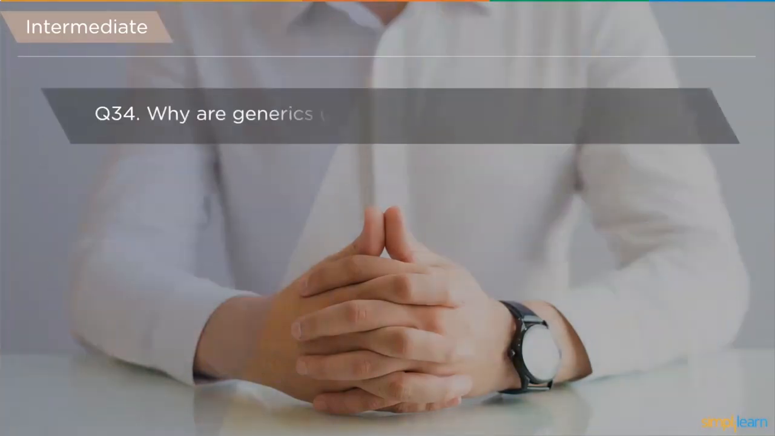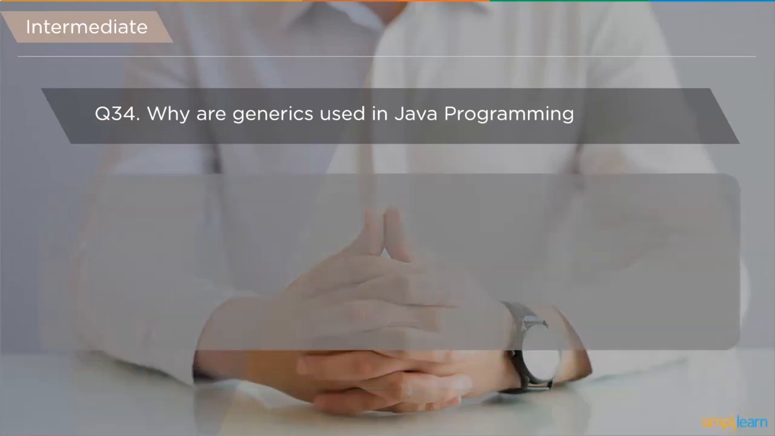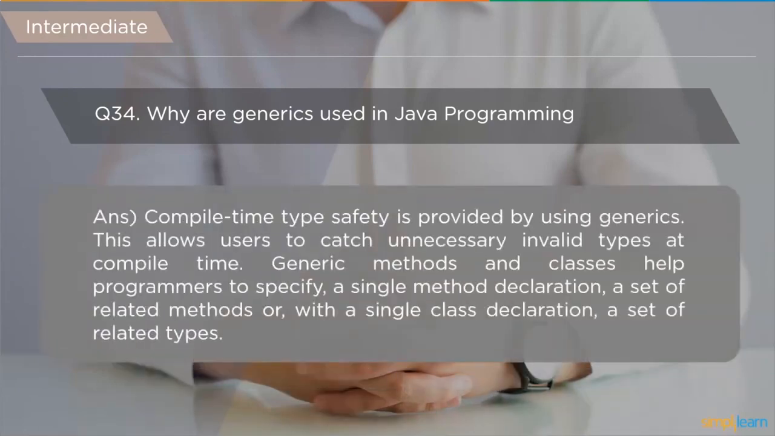Now the next question is, why are generics used in Java? So the answer for this question is, compile time type safety is provided by using generics in Java. So this approach allows the users to catch invalid inputs at the time of compilation. Generic methods and classes help programmers to specify, with a single method declaration, a set of related methods, or with a single class declaration, a set of related types.